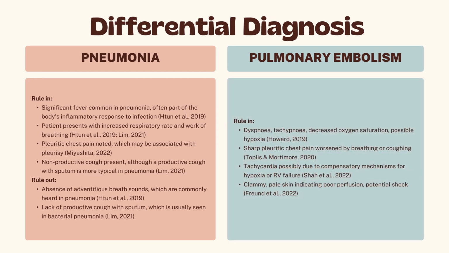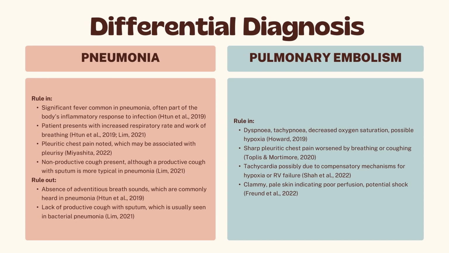A pulmonary embolism is another important differential that could be considered given the patient's current presentation. Increased dyspnea, tachypnea, and decreased oxygen saturation are all symptoms associated with a pulmonary embolism. Additionally, the sharp pleuritic chest pain that worsens upon breathing or coughing aligns with a PE. The patient's tachycardia could also be attributed to the body's compensatory mechanisms to maintain cardiac output in response to the hypoxia or possible right ventricular failure associated with a pulmonary embolism.